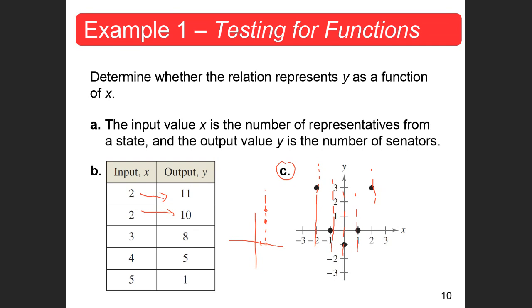So anytime I get a graph or if I get values, I always just plot the points and just draw a vertical line down to see if it makes sense or if it touches in two places. Okay, so that makes it pretty easy to do. All right, so next one.